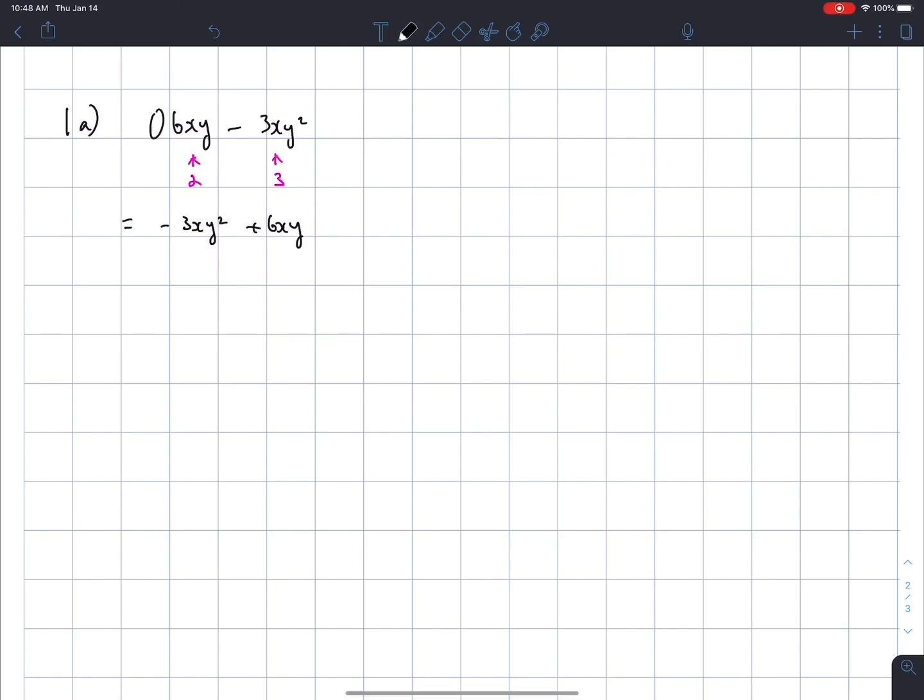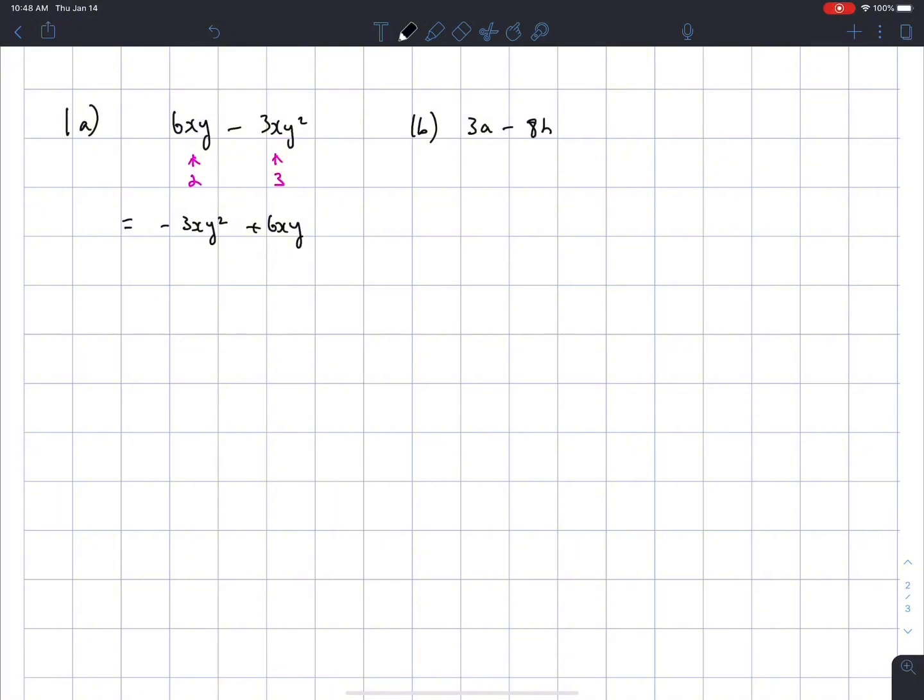So that's why there's nothing here, but we all know that it's positive 6xy. But here I have to be more specific and write out positive 6xy. If I don't write anything, then other people would think that we are timesing here. When there's nothing in between them, in math, it's gonna be times. Okay, so that's 1a, and then 1b.